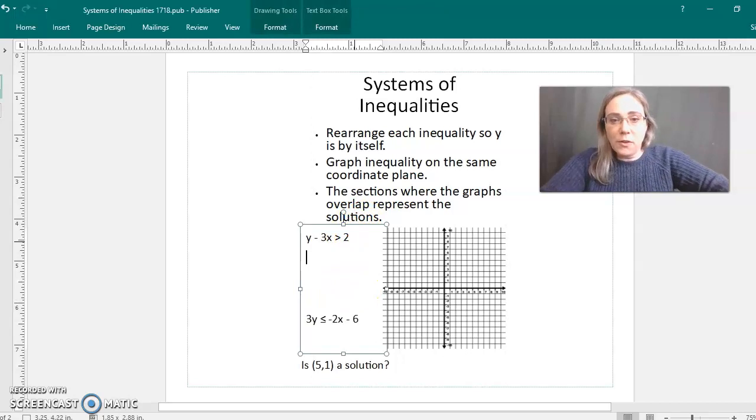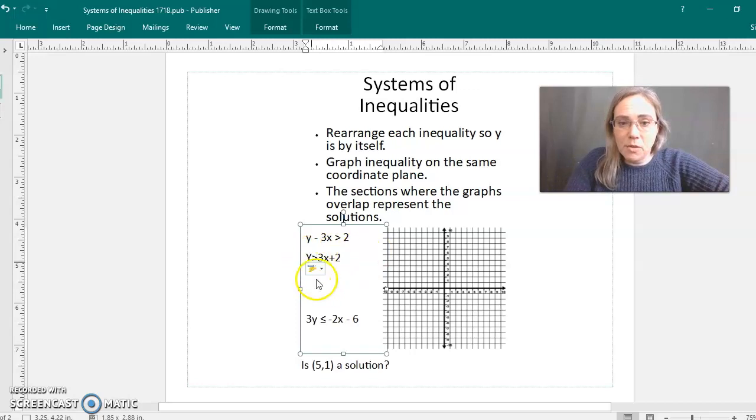Watch this. So for this one, I'm going to add 3x to both sides, and I get this. Y is greater than 3x plus 2. So this is the same thing, right? I've added 3x to both sides. I should remember to put in spaces. Looks funny otherwise, but this is the new equation. So I'm actually going to just delete the old one so it's a little less confusing.